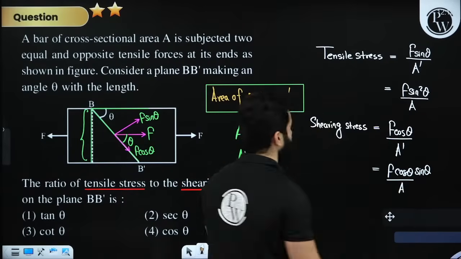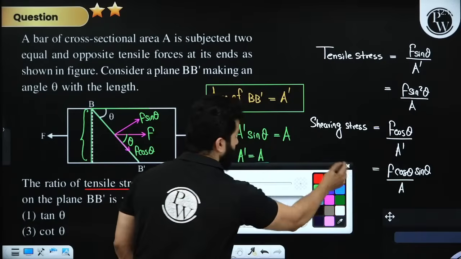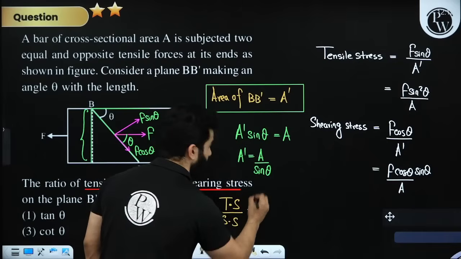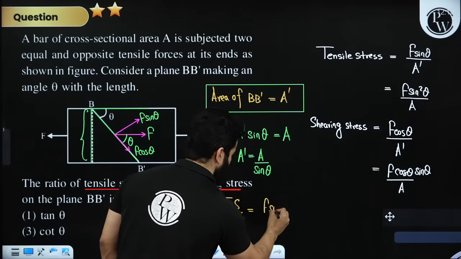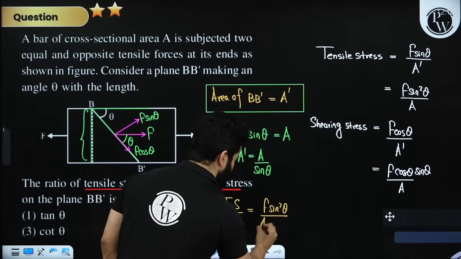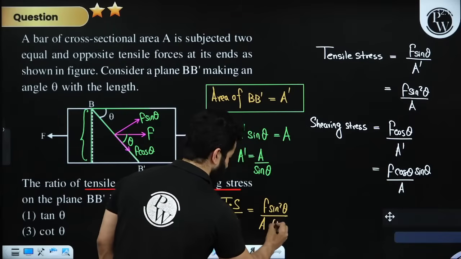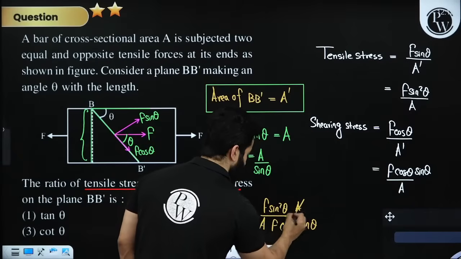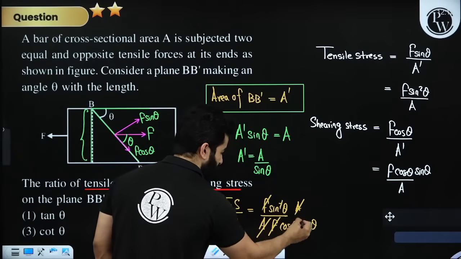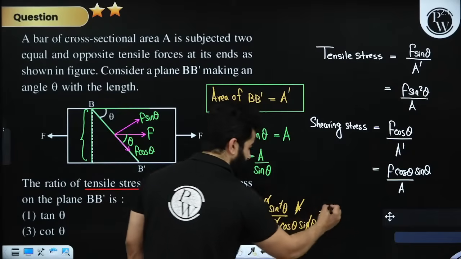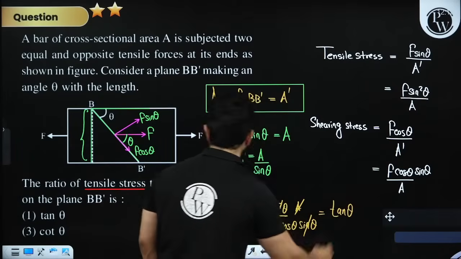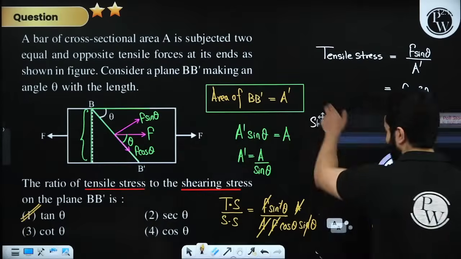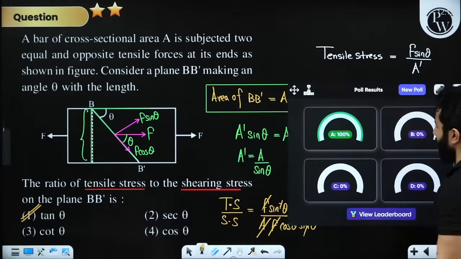Now they are talking about the ratio of these two things. So the ratio of tensile stress upon shearing stress, we are going to have F sin square theta divided by A, and then F cos theta sin theta divided by A. So A can be cancelled out, F can be cancelled out, one of the sin theta can be cancelled out. Answer will be sin theta upon cos theta, that is tan theta. So the answer for this is going to be the first, that is tan theta. You can also remember it. Answer A is absolutely correct.